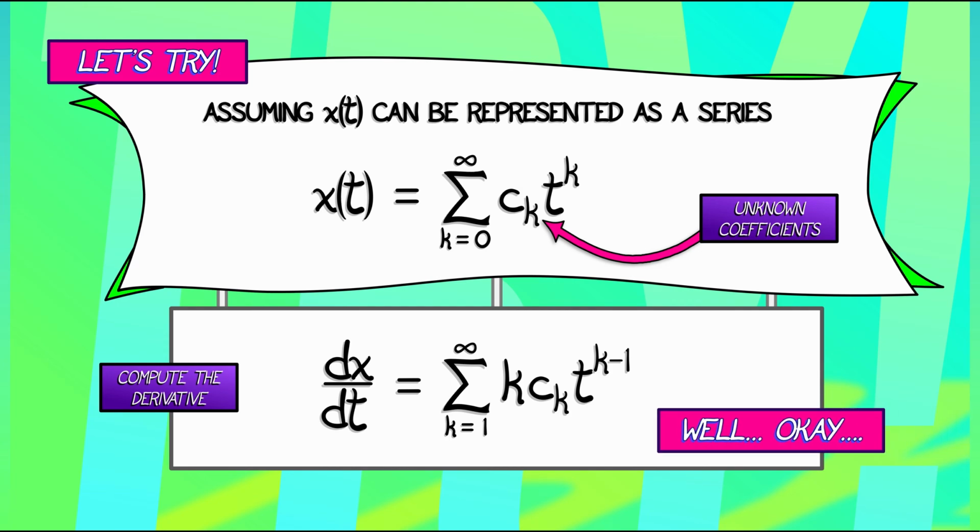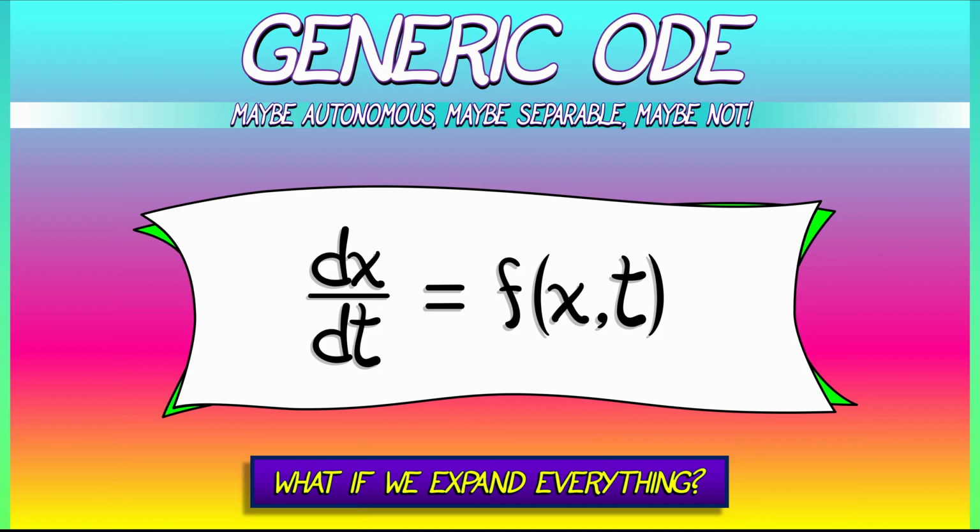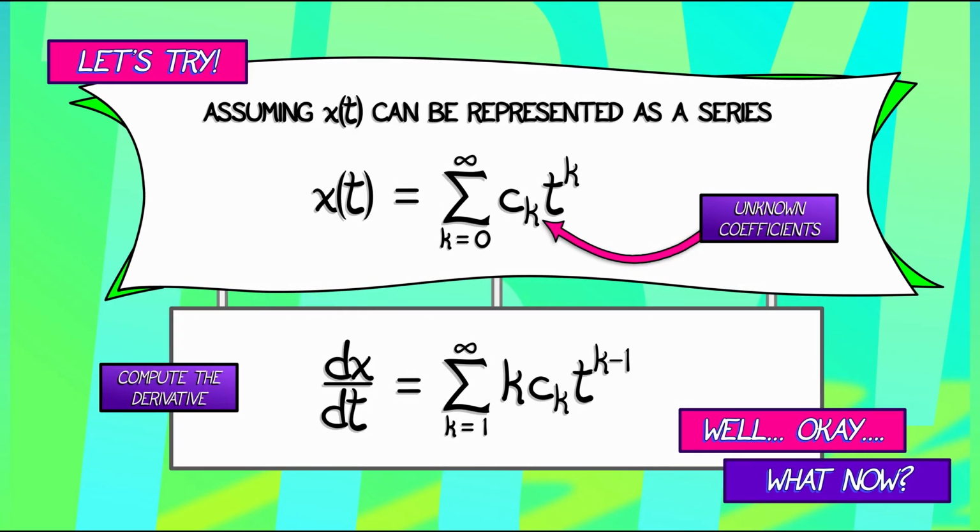Okay, so fine, we've got this convention. What do we do now? What do we do with this? I have a series for x. I have a series for dx/dt. I have a differential equation that relates dx/dt to some function of x and perhaps t. What do we do? Well, I'm not going to say quite yet.